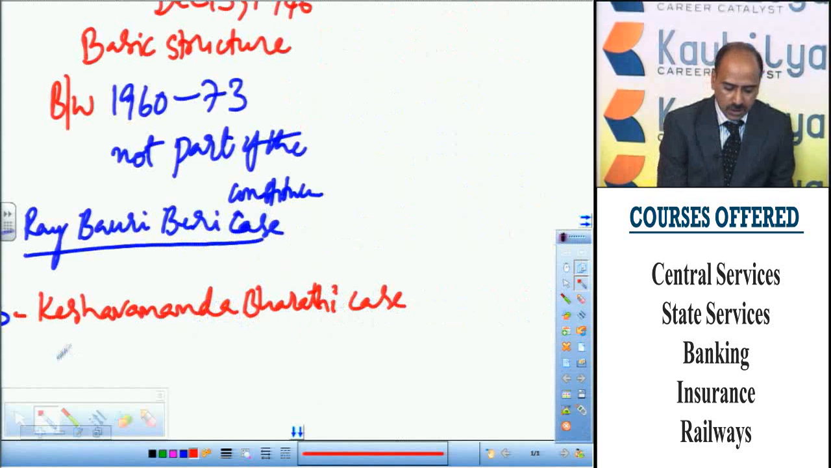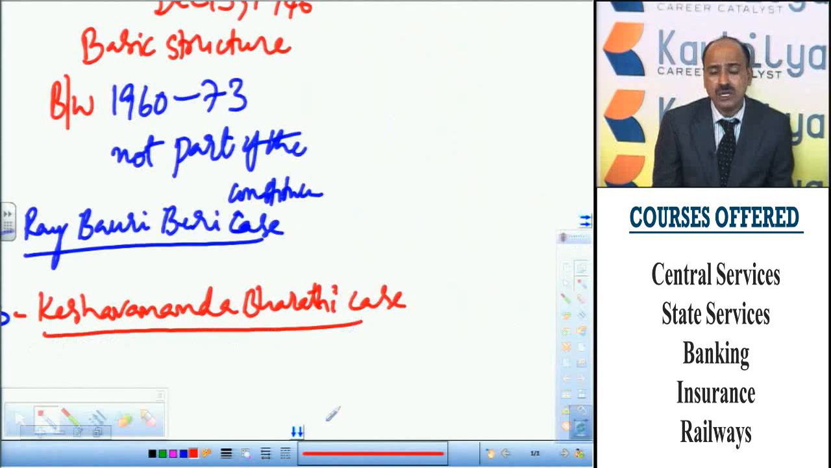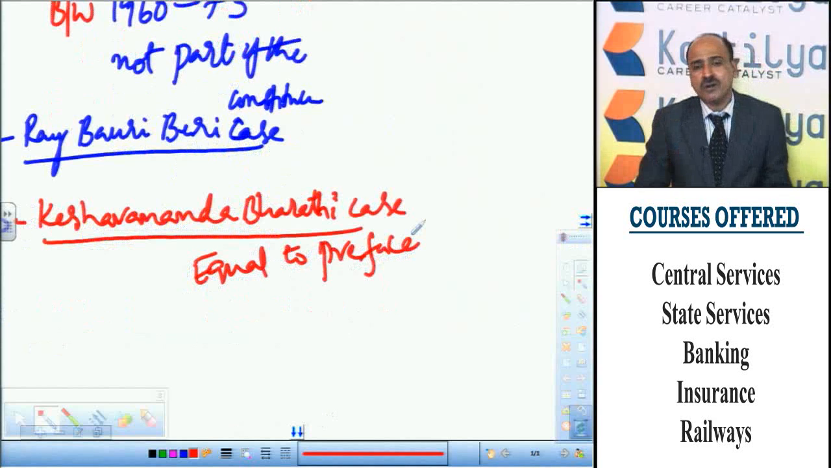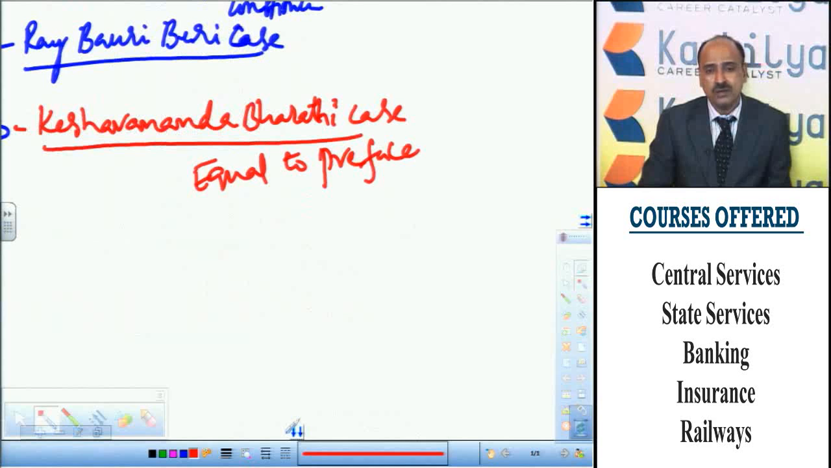He filed against the Berubari case, arguing that the preamble also comes under the basic structure, because the preamble is equal to the preface in a textbook. Whenever a preface is part of the textbook, why is the preamble not part of the constitution? He argued this in court. At that time, the court gave judgment in favor of Keshavananda Bharati.